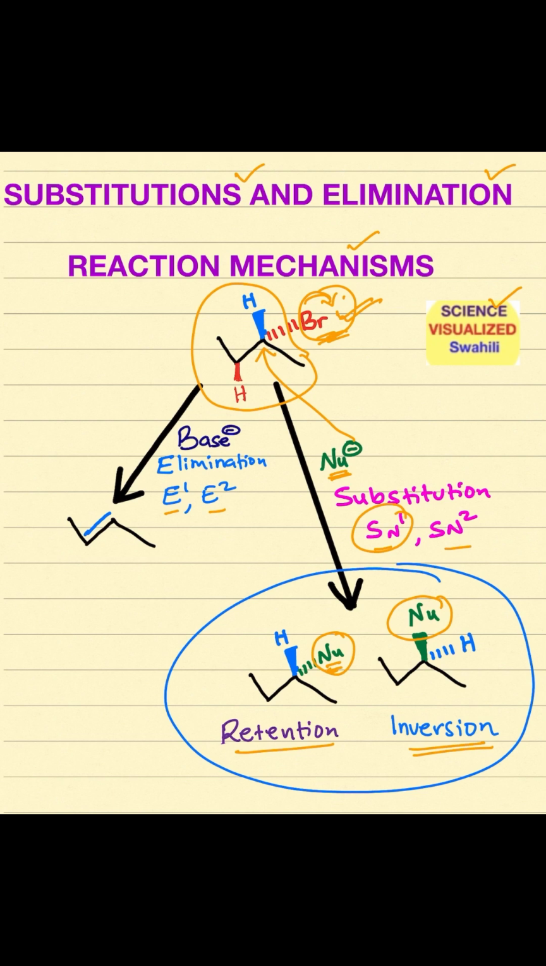However, SN2 only proceeds through inversion. So only inversion for SN2. That means the nucleophile position is inverse or opposite the position of the leaving group.